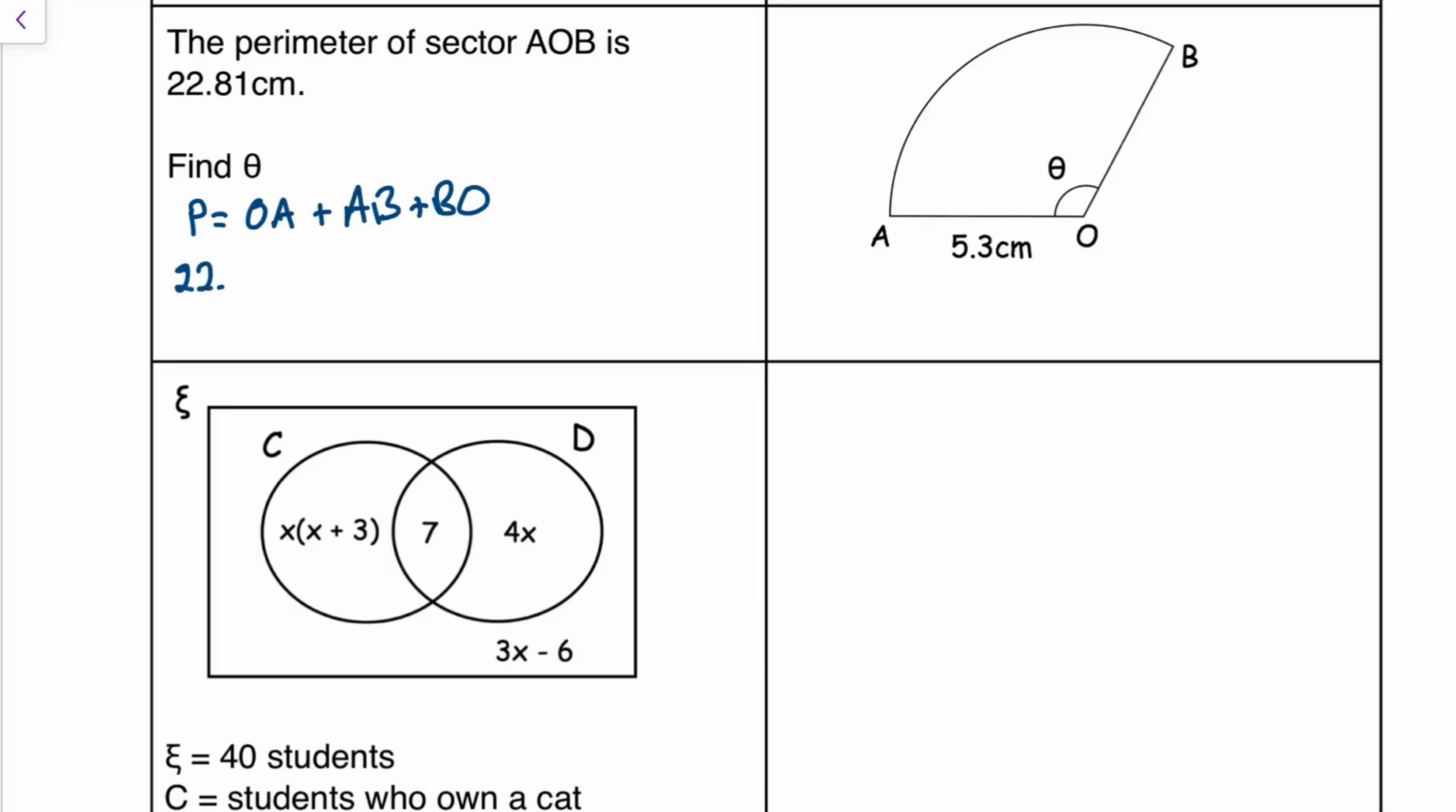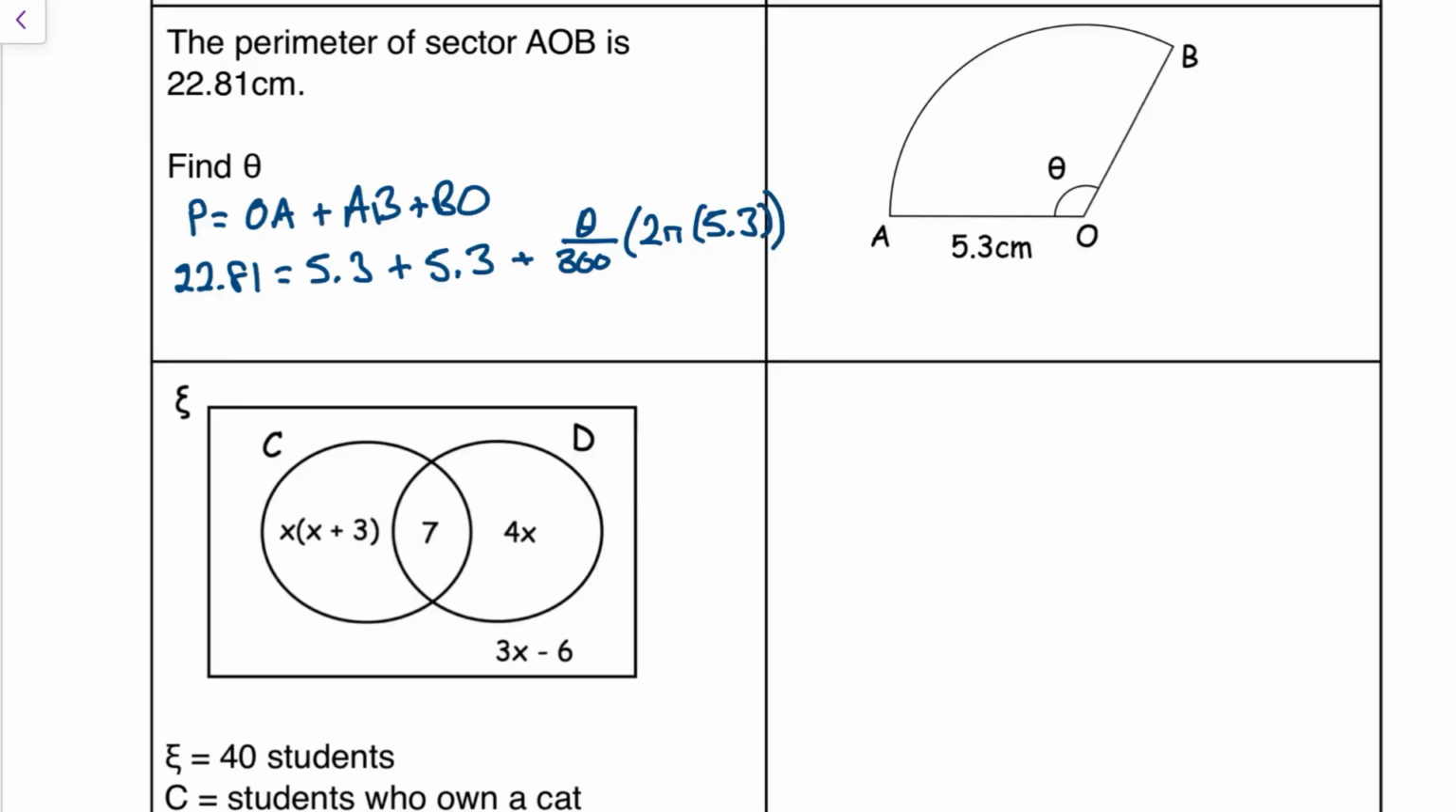So making this an equation, 22.81 is equal to 5.3 plus, I'm going to write the radius next because it's slightly easier, plus 5.3 plus the angle. So in other words, it's the fraction of the circle. And the circle has a total length or circumference of 2 pi r, which is 2 pi times 5.3.